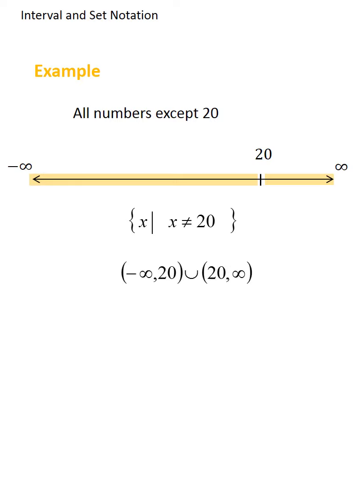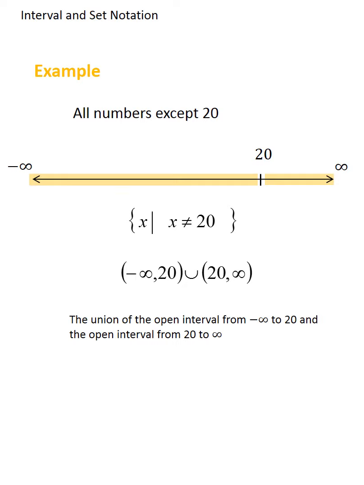Interval notation requires a union of two sets because these two sets are separated and don't overlap. I would pronounce it the union of the open interval from negative infinity to 20 and the open interval from 20 through infinity. It seems like a strange way of saying all numbers that aren't 20, but we do see this in interval notation, so it's something to be aware of.